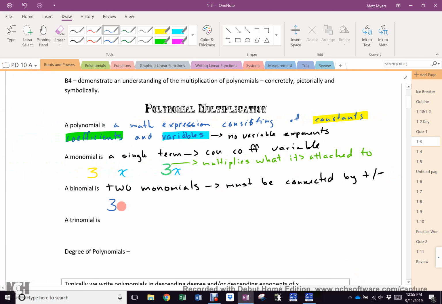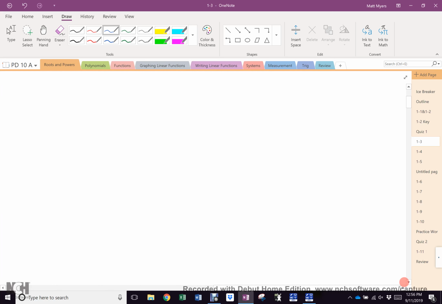3 minus x. Monomial, monomial connected by negative. 4y minus 6x. Monomial, monomial connected by, let's make that one the plus. Is everybody good? You know all this already? I am just reminding you. So, since you know all this already, you should be able to answer the questions I'm about to write on here, and you don't need to write it down.